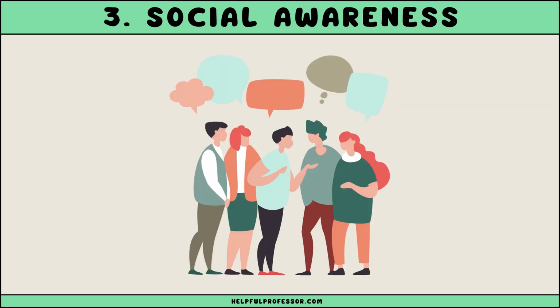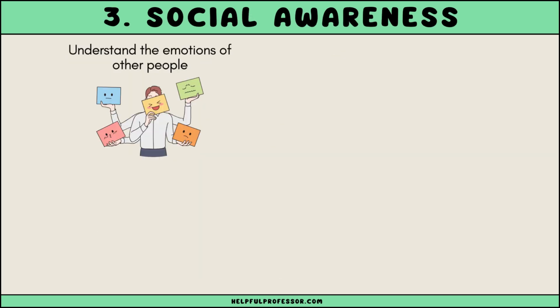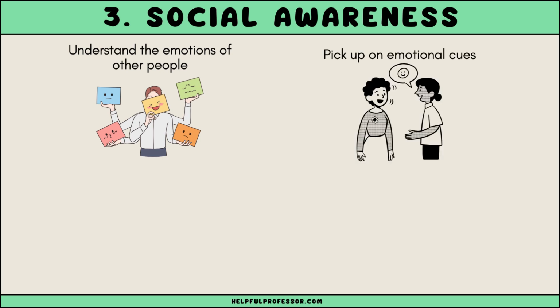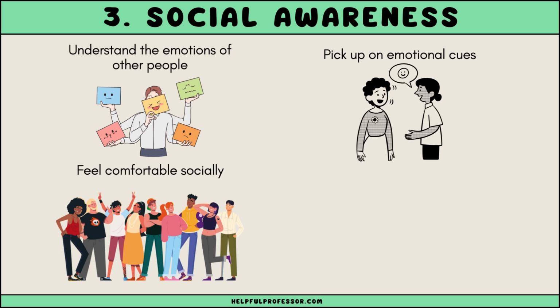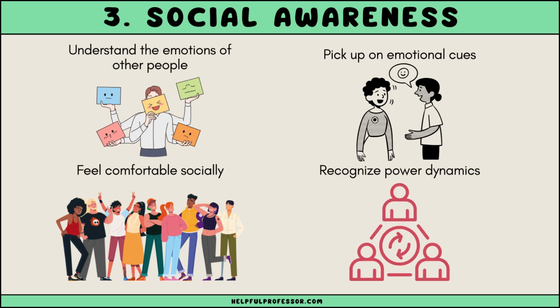Next is social awareness. This skill helps us to understand the emotions, needs, and concerns of other people, pick up on emotional cues, feel comfortable socially, and recognize the power dynamics in a group or organization. Being socially aware allows us to understand the emotional makeup of other people and how to treat people according to their emotional reactions.